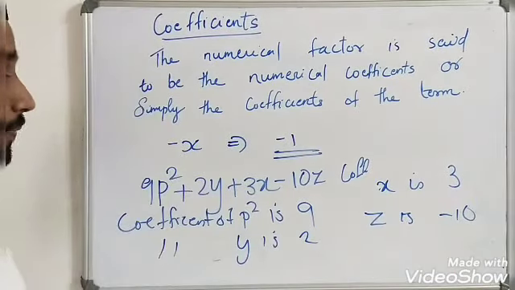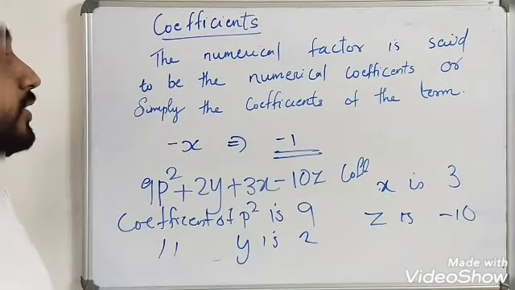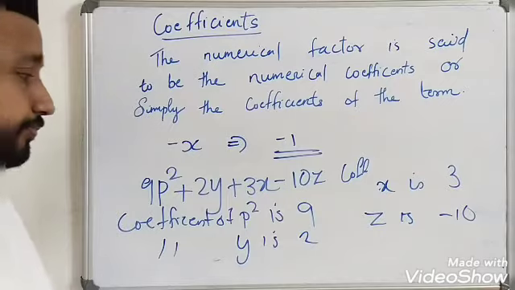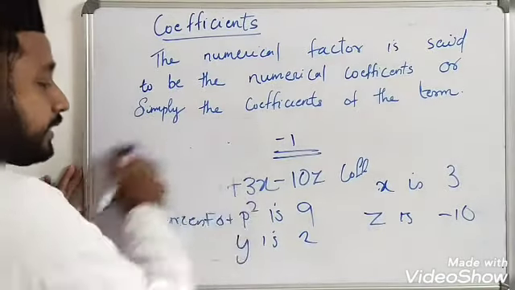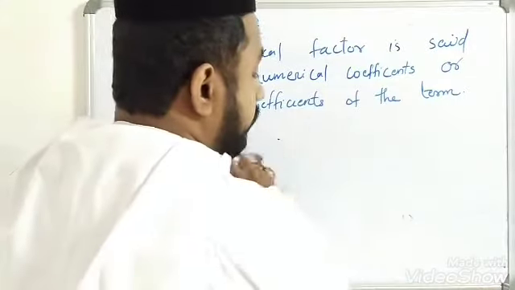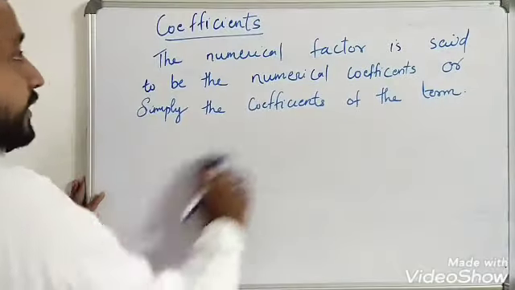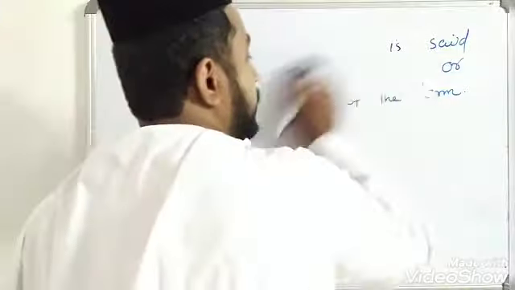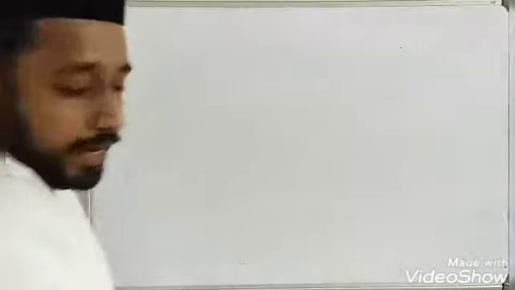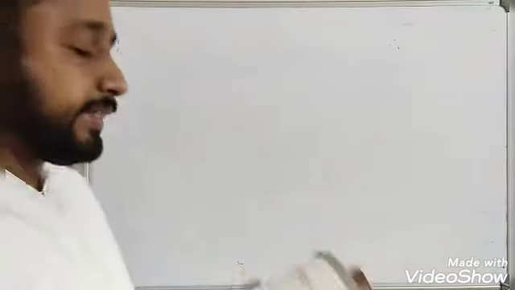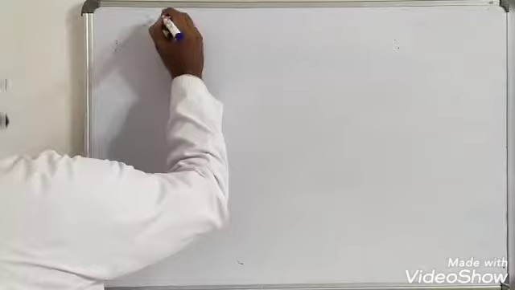So the numerical factor is said to be the numerical coefficient or simply the coefficient of the term. So these are the various examples related to coefficients. Now let us study what are like terms and unlike terms. Very, very important.